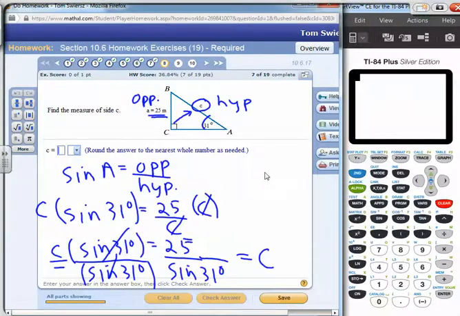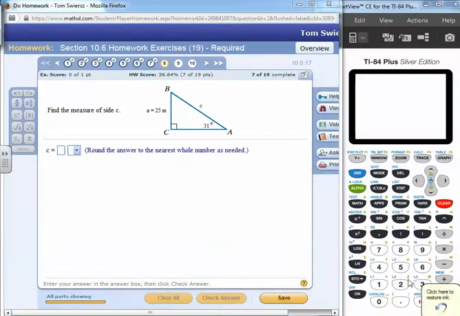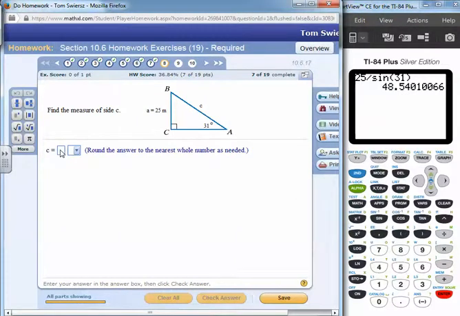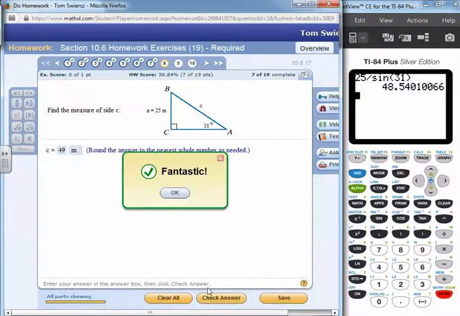Okay, so we'll put it into our calculator to get a decimal. 25 divided by the sine of 31 degrees. And now we round to the nearest whole number, 48.5. There's a 5 in the tenths, so we would round up to the whole number 49. And the one side is in meters, so obviously all the other sides are in meters too. All right, very good.